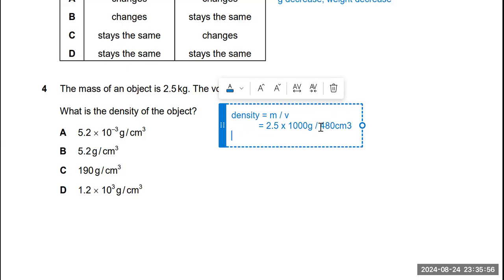2.5 multiplied by 1000 will be 2500 gram over 480 centimeter cube. I have to divide this. 2500 divided by 480, your answer will be 5.2. It means your density will be 5.2 gram per centimeter cube. Your answer will be option B. Okay, it is very simple.